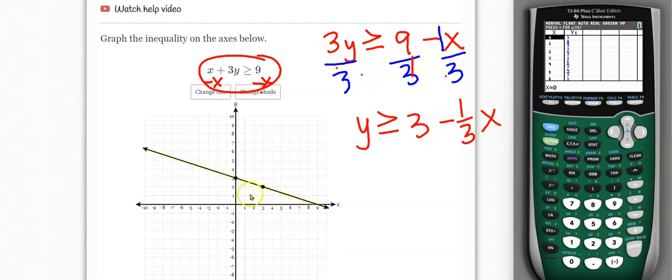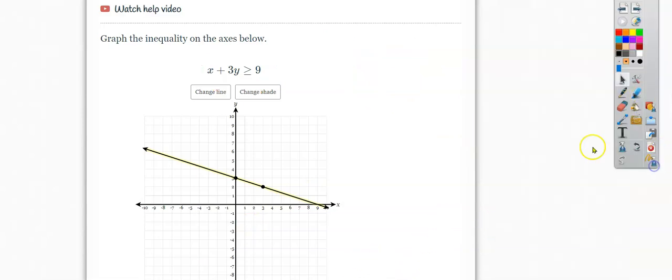You only need 2 points. And then, after we've done that, they're going to ask you to choose, here let me clear this off, change the line or change the shading. So we had a greater than or equal to. So if you change the line, you can make it dashed or solid. And we have an equal to sign here, so we know it's going to be solid.